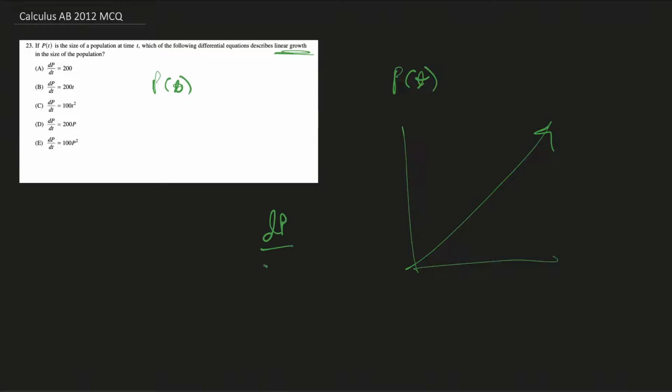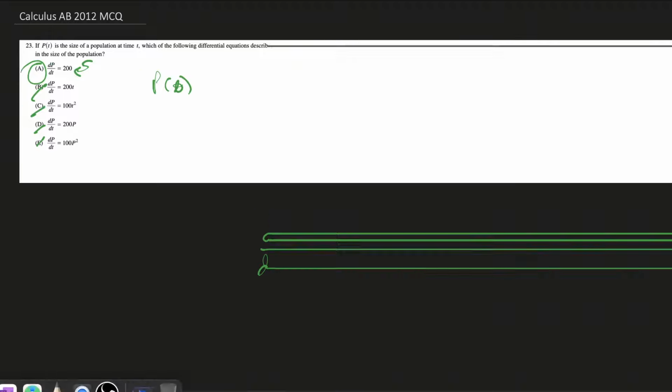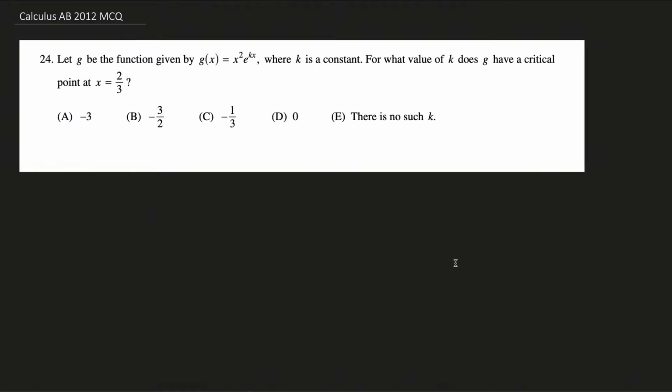All right. 23 states, if P of t is the size of a population at time t, which of the following differential equations describes linear growth in the size of the population? If there is linear growth in P of t, then P of t looks something like this in a graph, right? It's constant, the slope is always constant. Then if you took dP/dt, that must be a constant value, because the tangent lines must always have the same slope, so it cannot be B, C, D, or E. It only has to be A because that's the only constant here. So 23 is A.